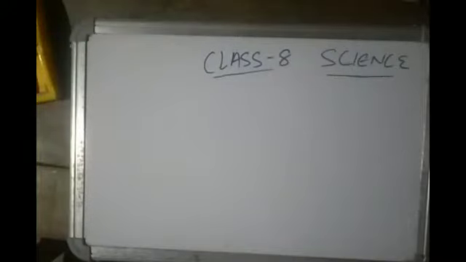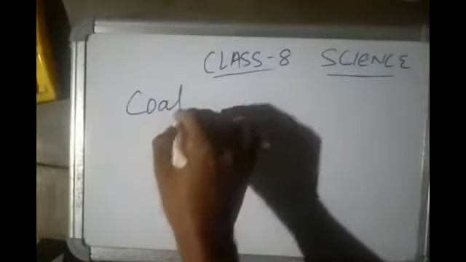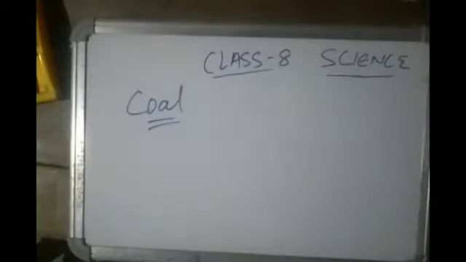Hello everyone, welcome back. Today I am going to teach science of class 8, and this is the continuation of lesson number 5. In the last lecture we have already started lesson number 5. The name of the lesson is Coal and Petroleum, and in the last lecture we discussed coal and how coal formed, and also the useful products of coal. Today we are going to discuss petroleum and natural gas.